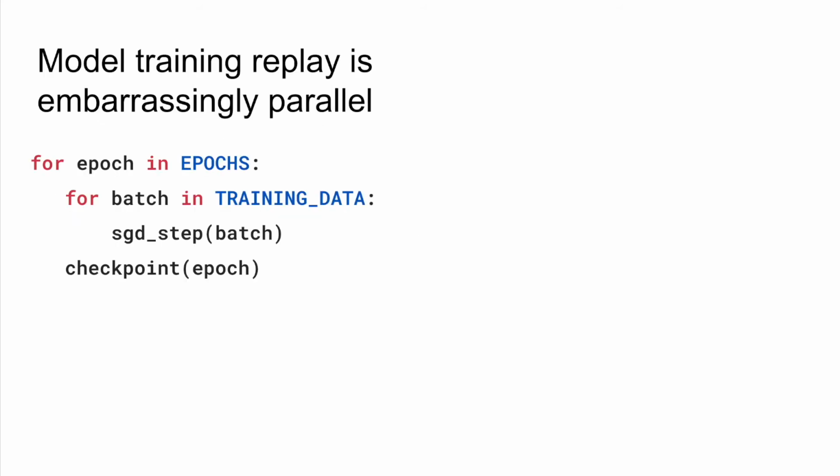In this slide, I'm showing you an abstract example of model training, as it would be written in modern frameworks such as PyTorch or the newer versions of TensorFlow. There are SGD steps that are taken once per batch of training data, and the whole process is repeated for multiple epochs. Additionally, state is checkpointed at a frequency of about once every epoch.